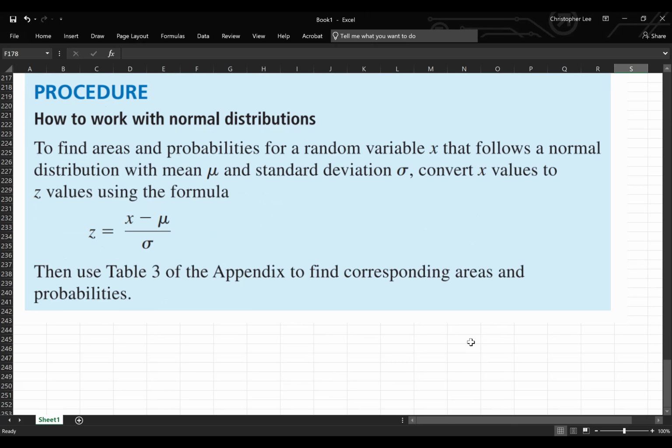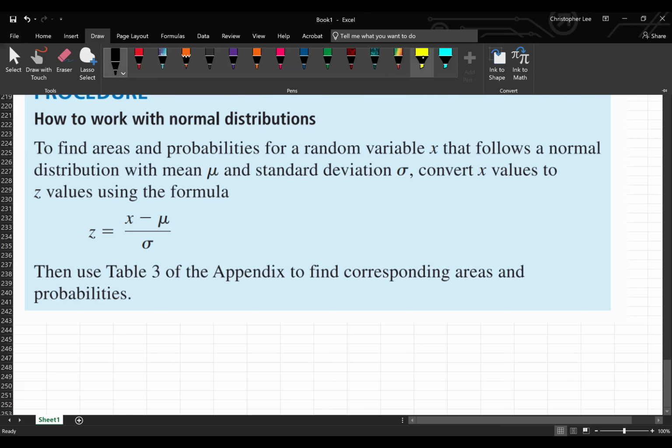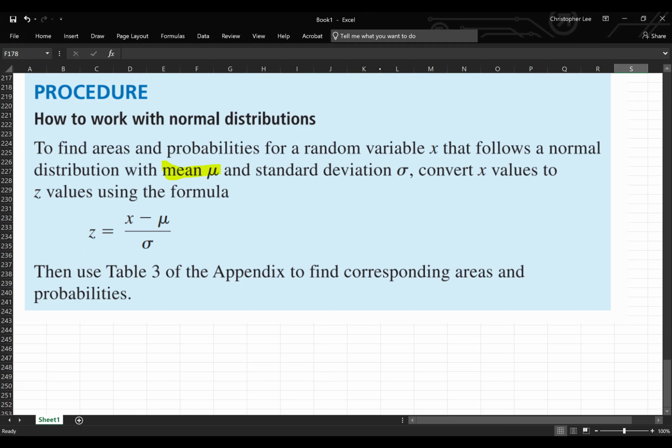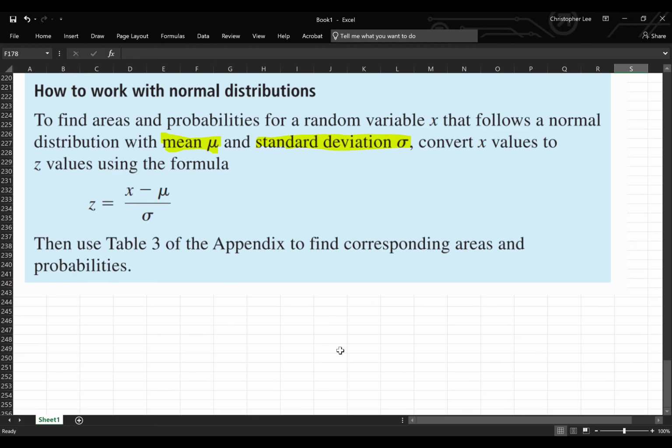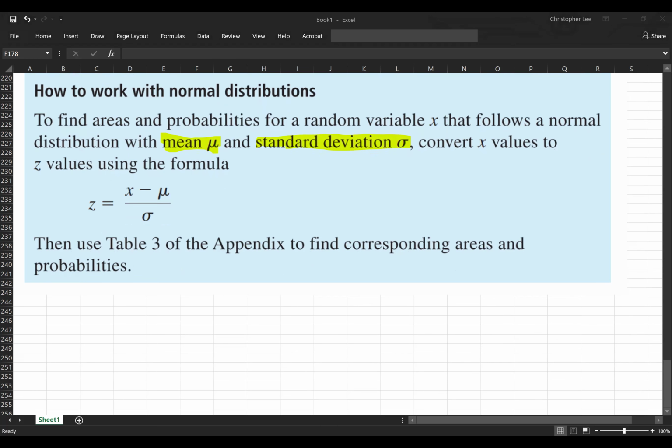What do those two symbols mean again, please? Oh, mean is mu and standard deviation is sigma. And standard deviation is sigma. So keep rewriting it until it's fine.